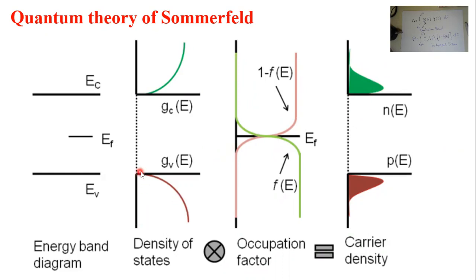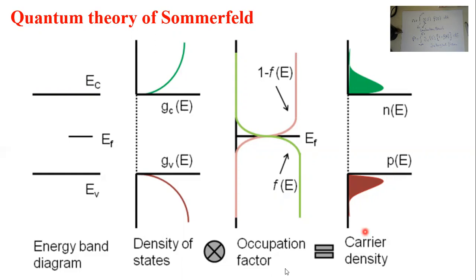I use the number of states in the valence band, which is the red curve, multiplied by 1 minus f(E), which is the probability to find a hole. Then this red portion, or the red peak here, represents the number of holes. So this is a graphical representation. This is very simple. You don't need to memorize anything. You can just reflect what you understand in this graph.